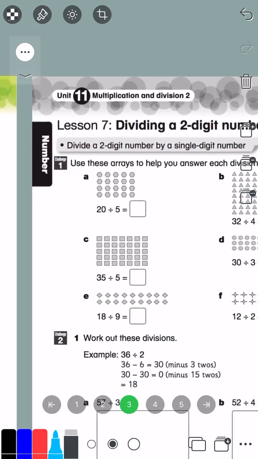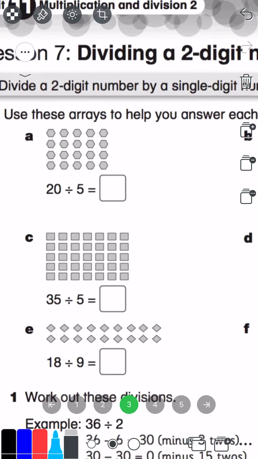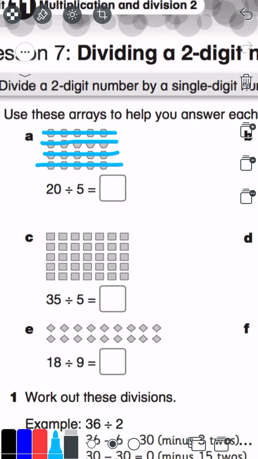We're learning dividing a two-digit number in a different way from the previous one we have learned. But first of all, let's use these arrays to help answer each division problem. 20 divided by 5. All you have to do is cross the 5s until they're all done. Cross the 5s and then count how many 5s crossed. So here, 4. 35 divided by 5, cross the 5s and count how many 5s crossed.